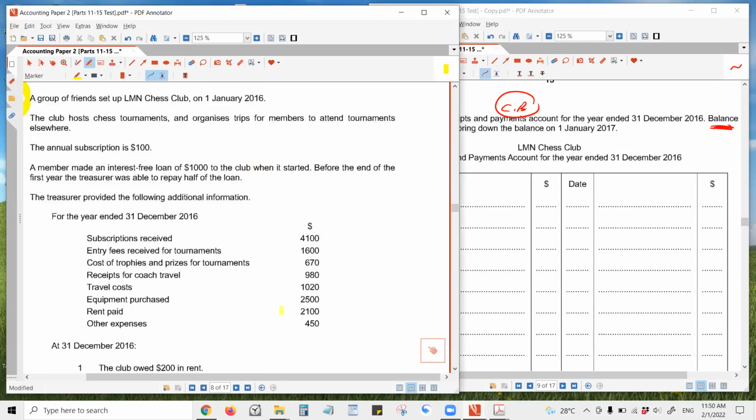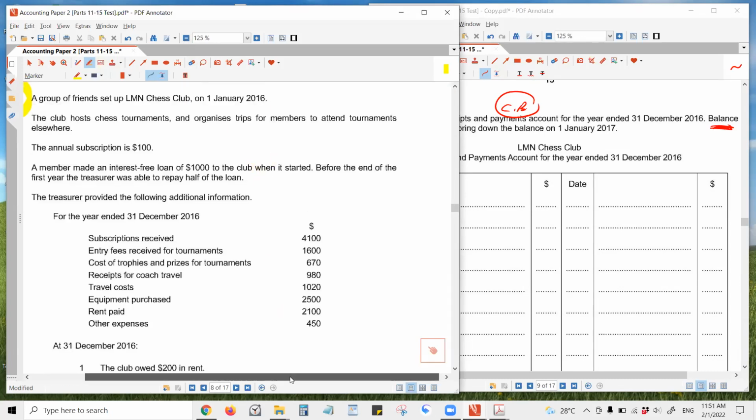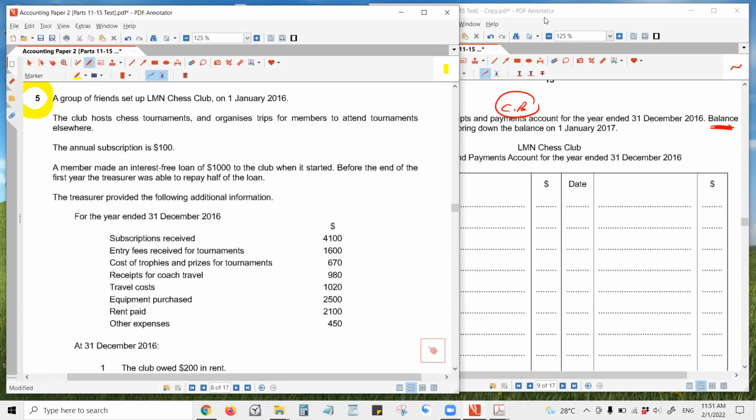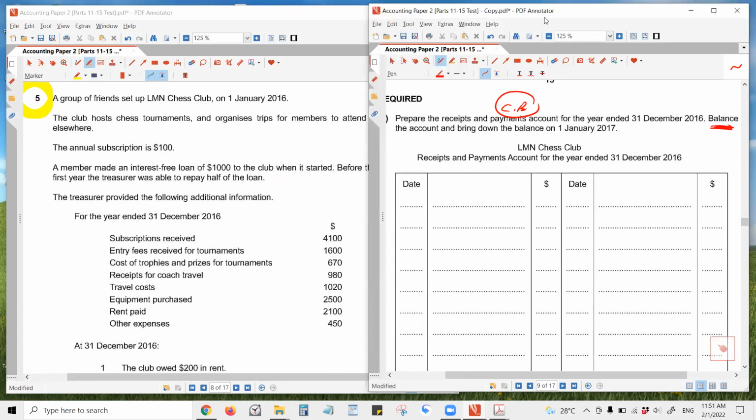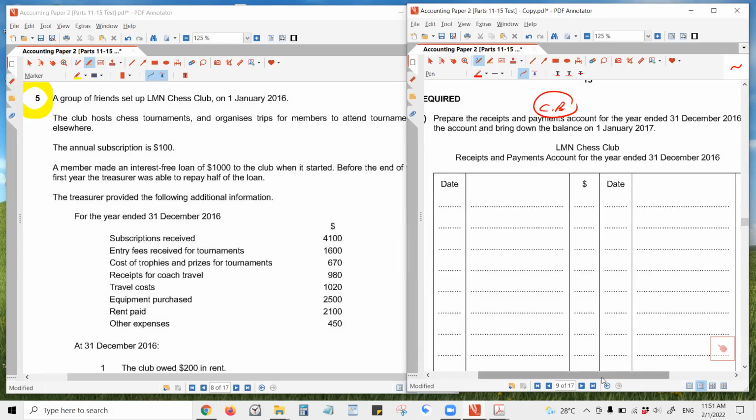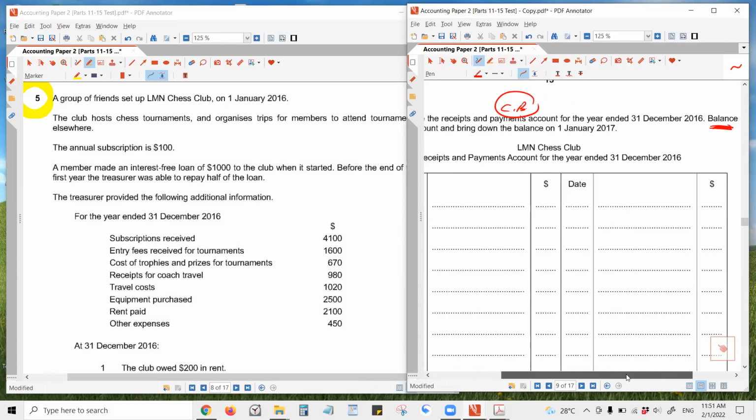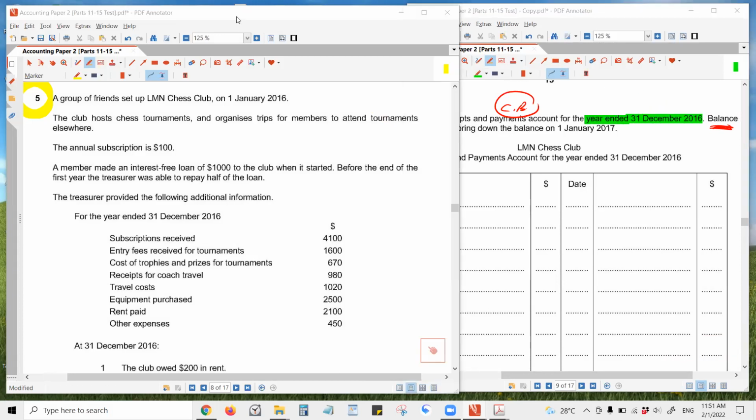So they say a group of friends set up LMN Chess Club on 1st January 2016. In accounting, these are always important, okay? Especially in any accounting exam, these are super important. If you see the part A, they say that the year end is 31st December 2016. And then they say that they set up the club on this day.